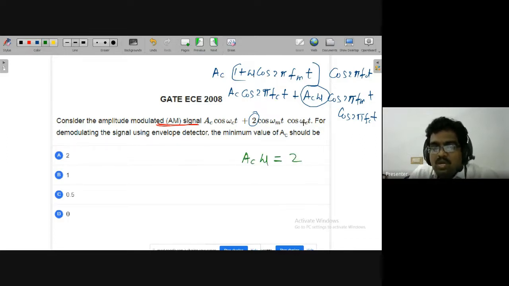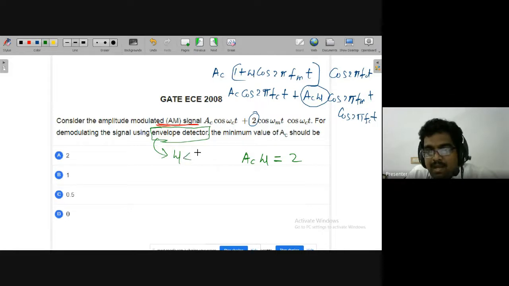Now what is the question? For demodulating the signal using an envelope detector, at the receiver side we are using an asynchronous detector, that is the envelope detector. What is the condition for the envelope detector? At any point of time, mu must be less than 1. The question asks for the minimum value of Ac. From this equation, Ac is equal to 2 by mu.